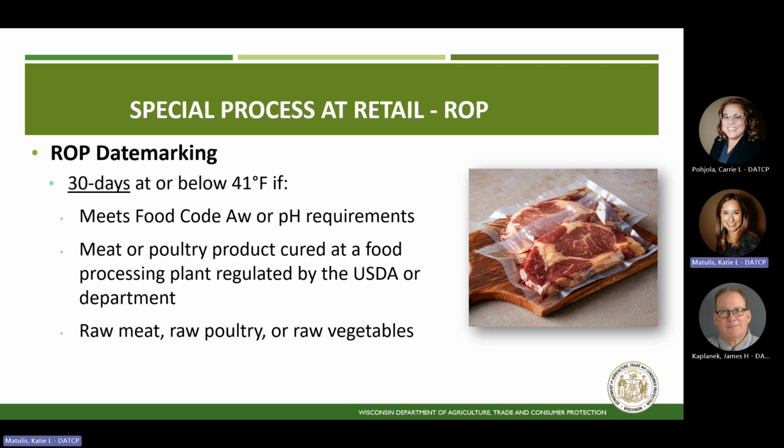ROP product that is not exempt from a HACCP plan can be date marked for up to 30 days at 41 degrees Fahrenheit or below if it is a food with a high level of competing organisms, such as a raw meat, raw poultry, or raw vegetables, meets a water activity of 0.91 or less, has a pH of 4.6 or less, or is a meat or poultry product cured at a food processing plant regulated by the USDA or DATCAP and is received in an intact package.